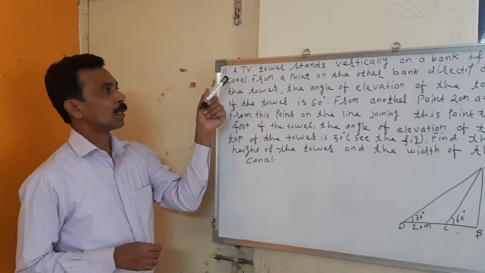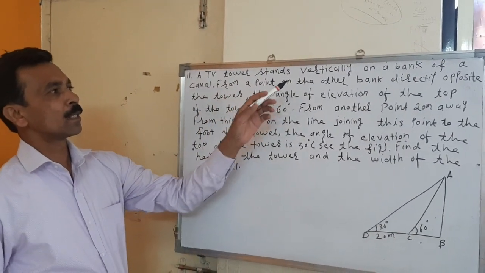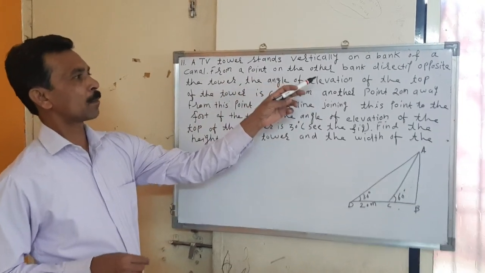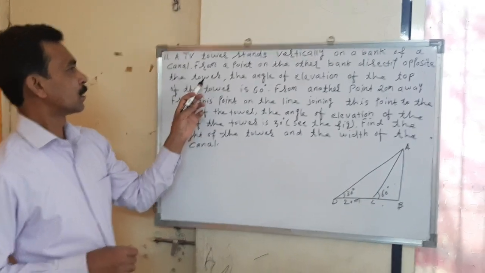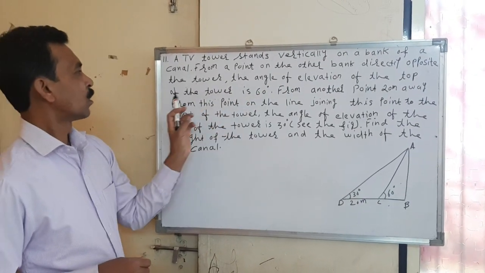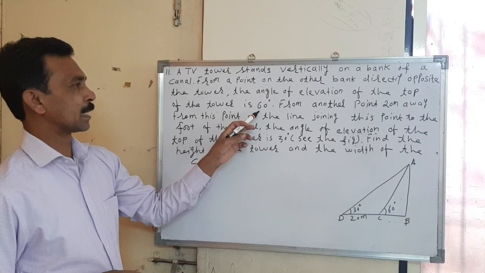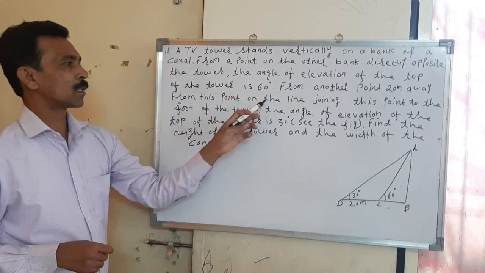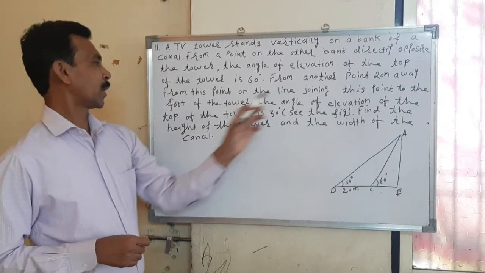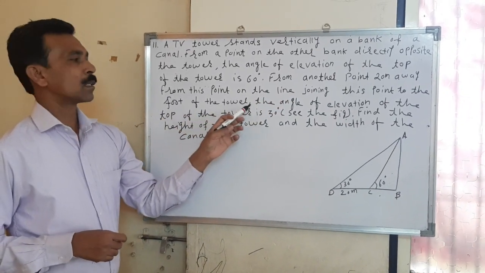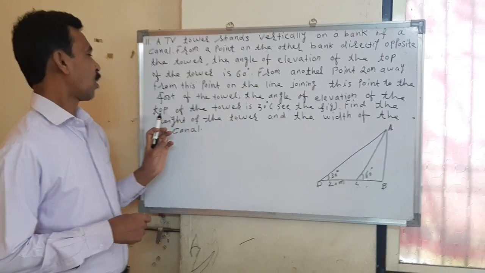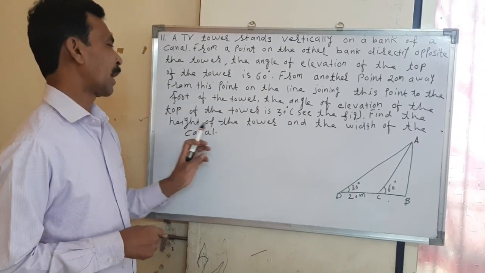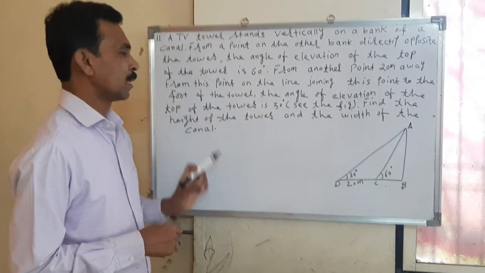11th sum. A TV tower stands vertically on a bank of a canal. From a point on the other bank directly opposite the tower, the angle of elevation of the top of the tower is 60 degrees. From another point 20 meters away from this point on the line joining this point to the foot of the tower, the angle of elevation of the top of the tower is 30 degrees. See the figure. Find the height of the tower and the width of the canal.